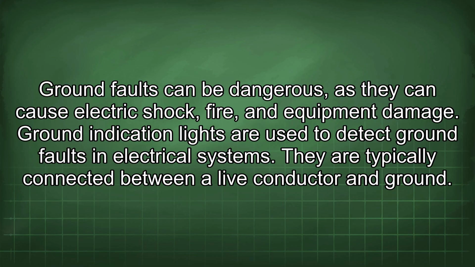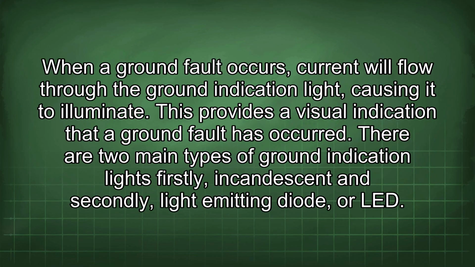Ground indication lights are used to detect ground faults in electrical systems. They are typically connected between a live conductor and ground. When a ground fault occurs, current will flow through the ground indication light, causing it to illuminate. This provides a visual indication that a ground fault has occurred.